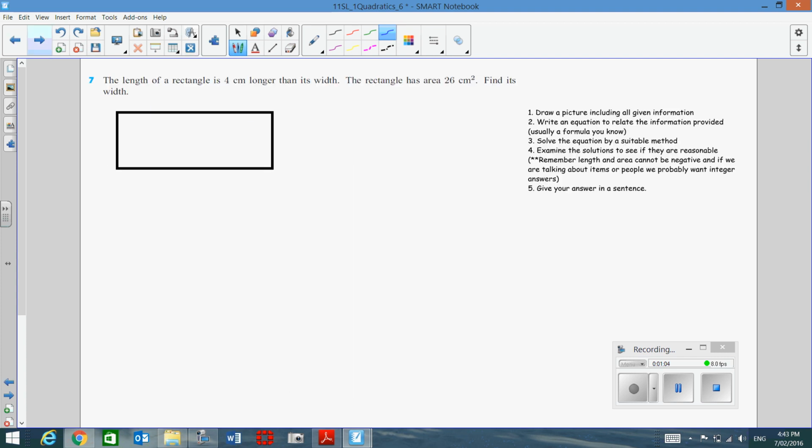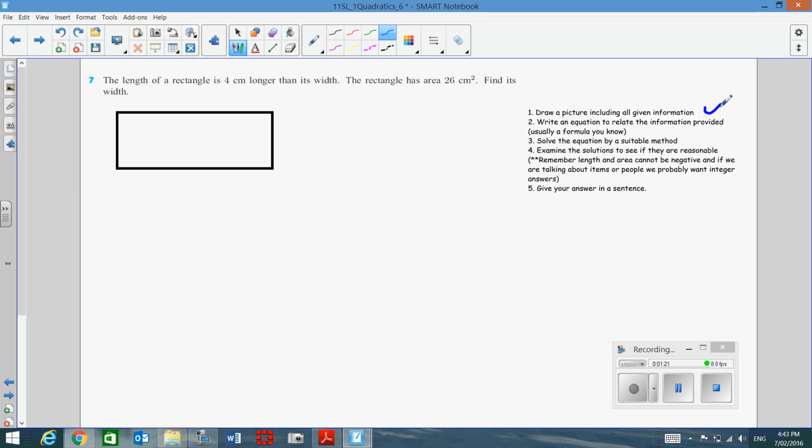So take this first example. The length of a rectangle is 4 centimeters longer than its width, and the rectangle has an area of 26 centimeters squared. We're supposed to find its width. So I've got a rectangle here because we do want to start with a clear picture. So I'm going to label my rectangle.